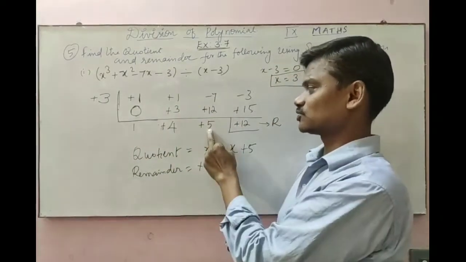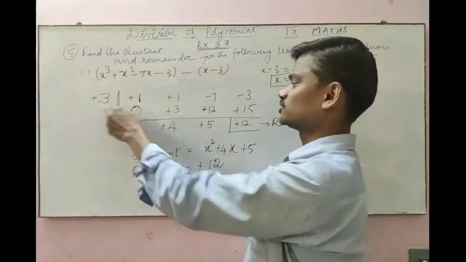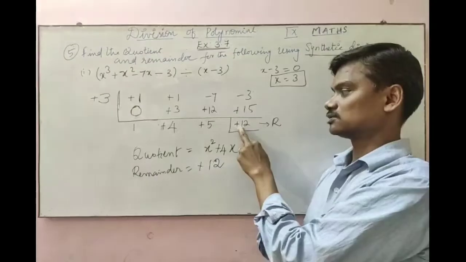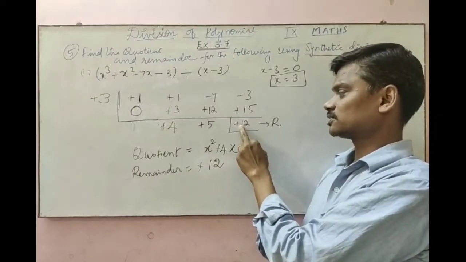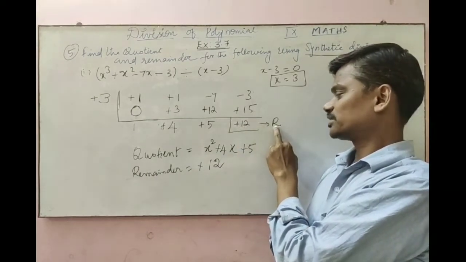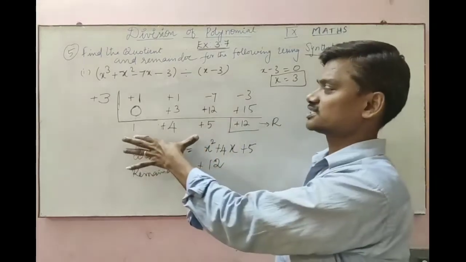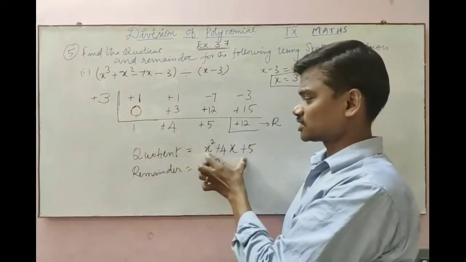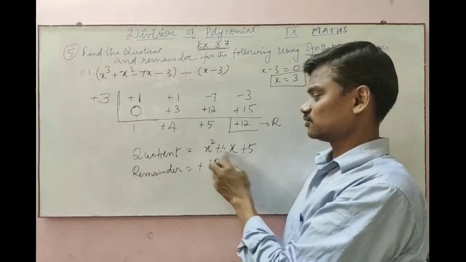12 minus 7 gives 5. 5 into 3 is 15. 15 minus 3 is 12. So the last number should be taken as the remainder. The first three numbers are taken as the quotient. When you are writing the quotient, you have to include the variables x square and x.